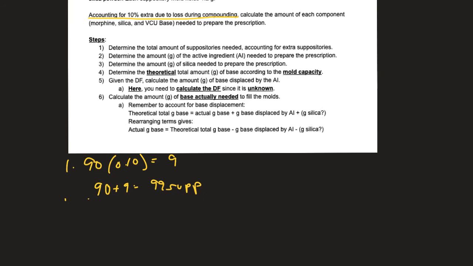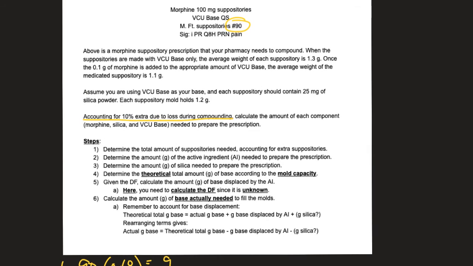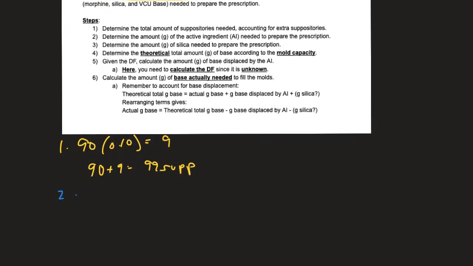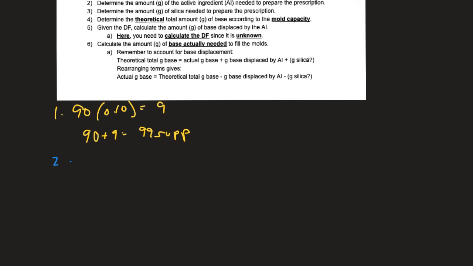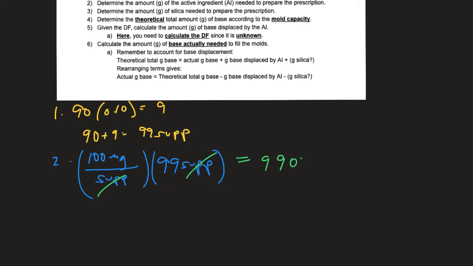Step 2, we're going to determine the total amount of active ingredient needed to prepare the script. So each suppository contains morphine 100 milligrams. So 100 milligrams per suppository times 99 suppositories. Suppositories cancels out, leaving you with 900 milligrams of morphine, or 9.9 grams of morphine.